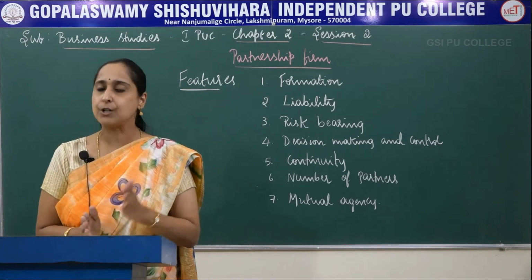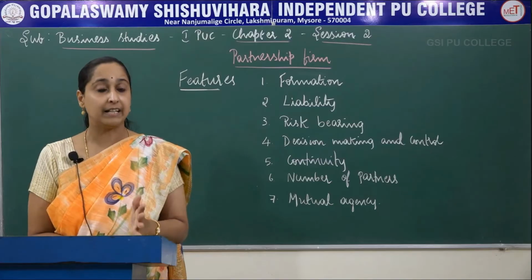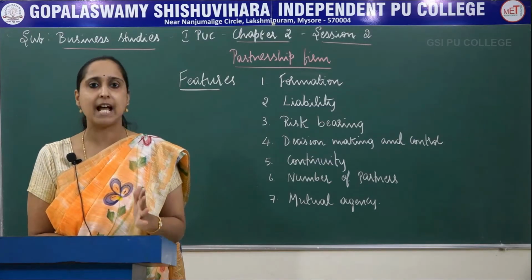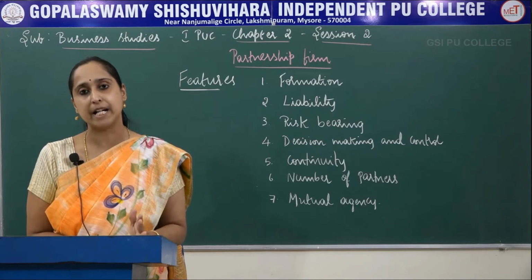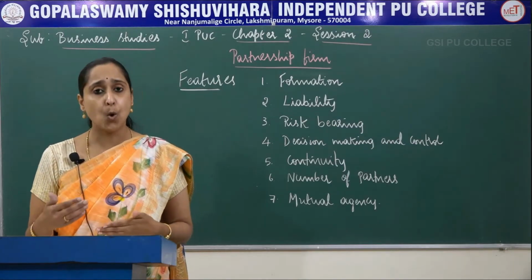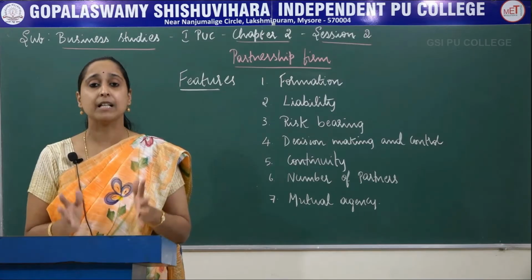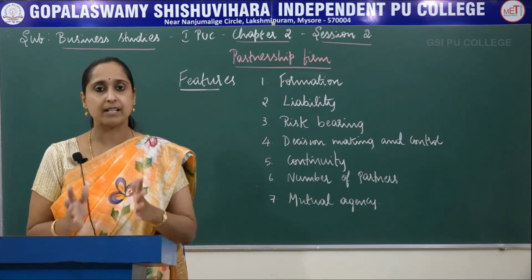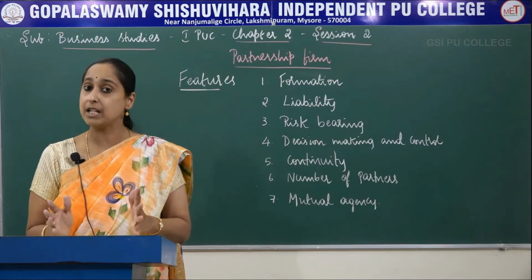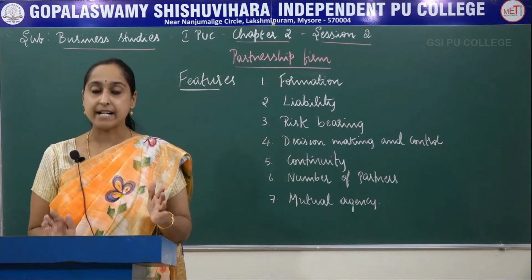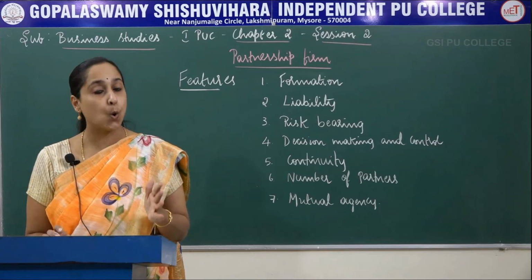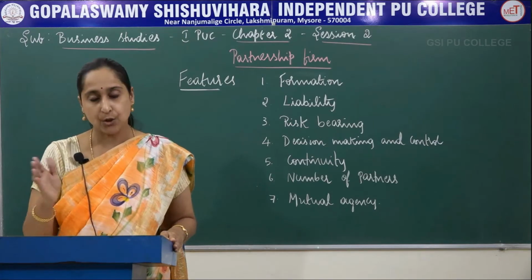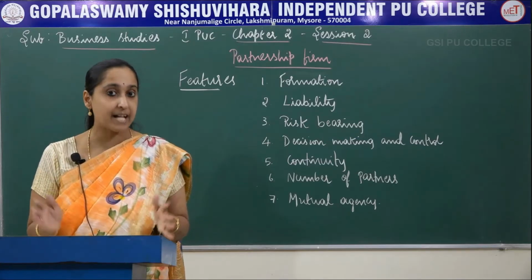Next is liability. In case of a sole proprietorship, we saw that the liability of the sole proprietor is unlimited. Here also the liability of partners is unlimited. To repay the loan or debt, sometimes the partners have to sell their personal assets. If the partners have taken any loan, all the partners are liable to repay that particular loan. So here the liability of the partners is unlimited.